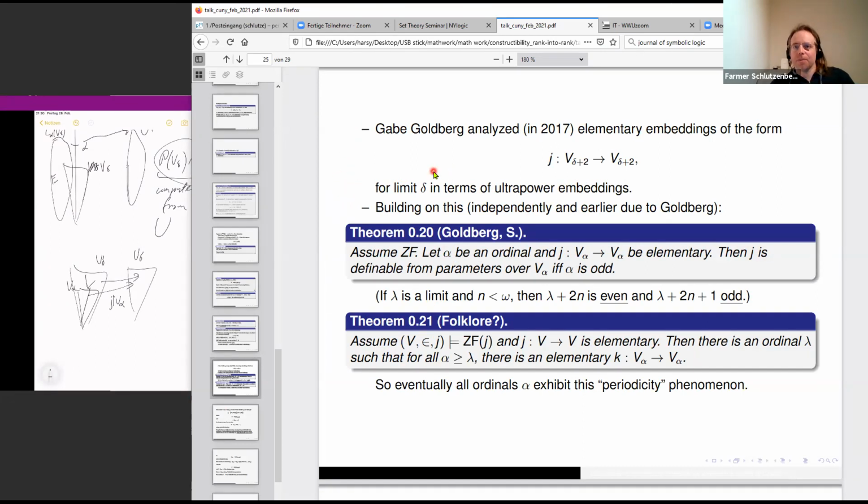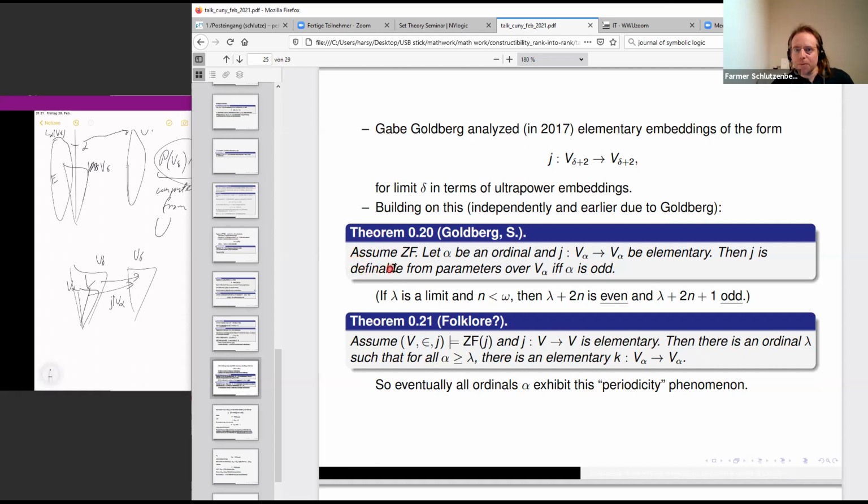Gabe analyzed in 2017 the elementary embeddings of the form V delta plus 2 into itself, for limit delta, in terms of ultrapowers, and I'll mention this a little in a moment. Building on this analysis and on some of the stuff I've mentioned so far, we get the following theorem. This theorem is independently earlier due to Goldberg as well, but both of us used this analysis.